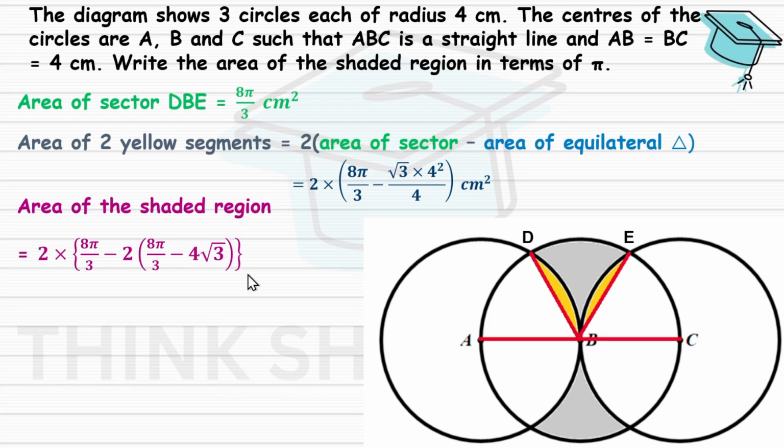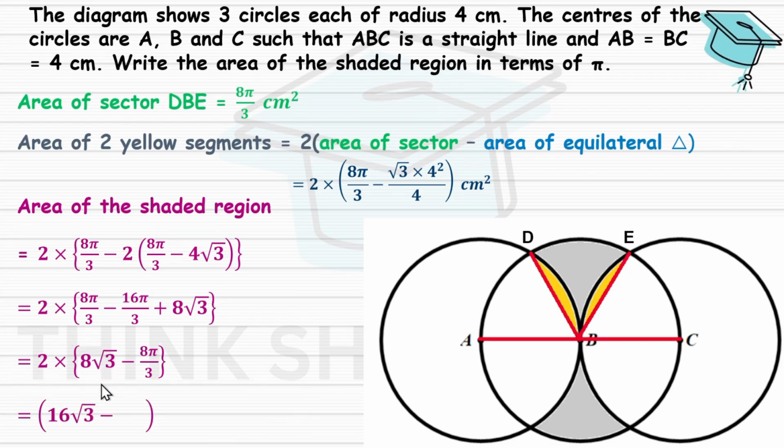So which means we just need to multiply 2 inside, do some calculation and get an answer. So 2 times 8 is 16 pi by 3 plus 2 times 4, 8 root 3. Now 8 pi minus 16 pi is minus 8 pi. So 8 root 3 minus 8 pi by 3. Now when I multiply 2 inside, we get 16 root 3 minus 16 pi by 3 centimeters squared.